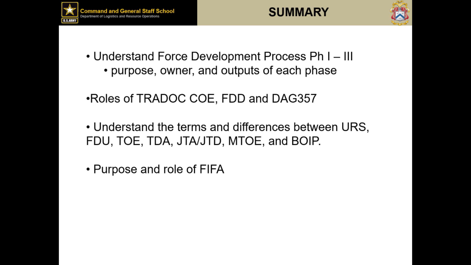So here's our summary. I want you to make sure you understand the force development process 1 through 3, the purpose, owner, and outputs of each of those phases. What do TRADOC, the Centers of Excellence, and FDD, and G357 do? Understand the difference between the different documents that we talked about and the purpose and role of the FIFA analysis. With that, I think you should have a pretty good basic understanding of the force development process phases 1 through 3. If you have any questions, look me up on Global.